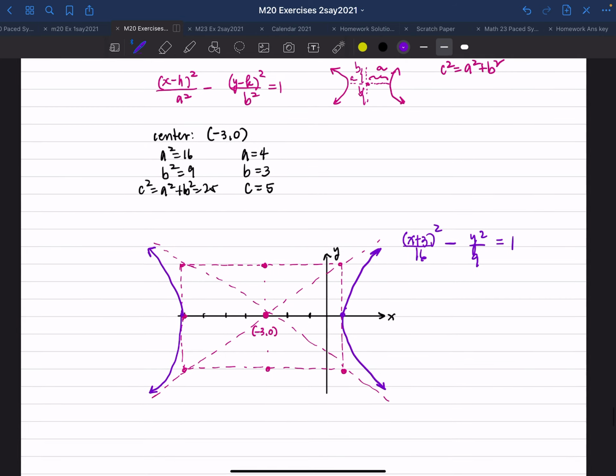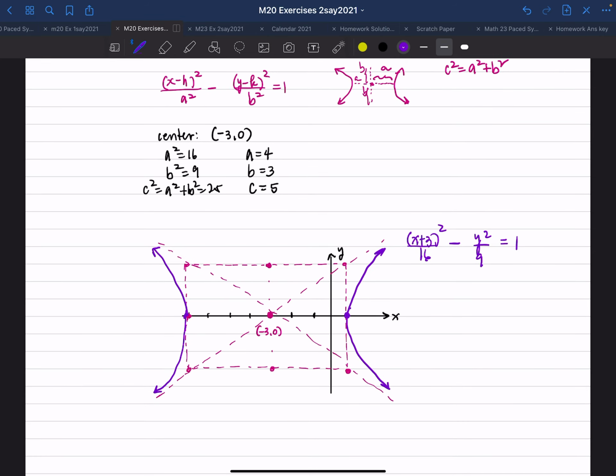And let us label the vertices. So these are the vertices. Let's call this one V1 for vertex 1. So it's at negative 1, 2, 3, 4, 5, 6, 7. Negative 7, 0. Vertex 2 is at 1, 0.